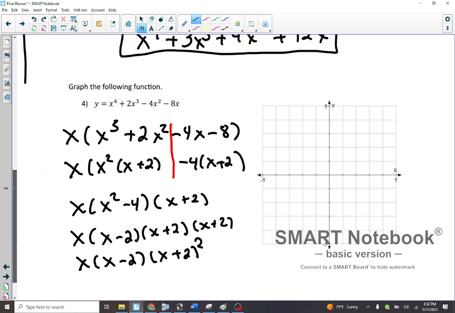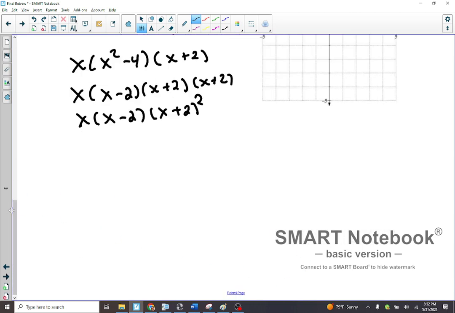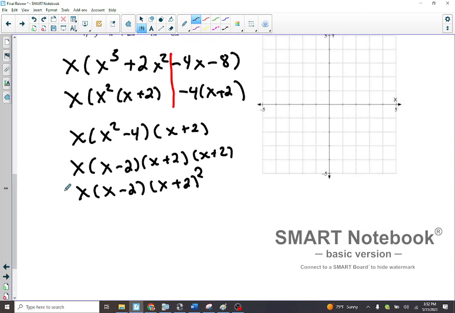Okay? Now, what's the worth of this? Why is this useful? What's useful about this is these are my zeros. So I know I have a point at 0, 2, and negative 2. So I know I should have a point here. I should have a point here. The square will matter. I'll show you how.